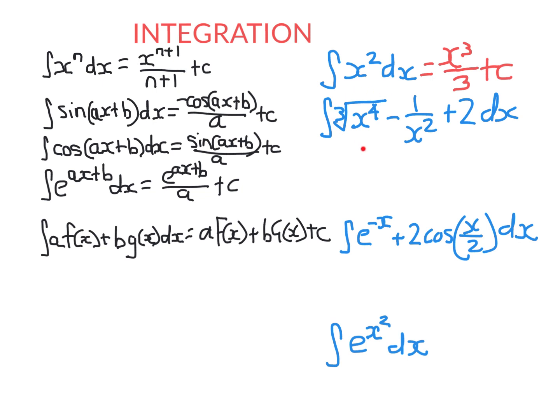All right, let's integrate this function here. Again, we're using the power rule. So it might be easiest for us first to write everything as powers of x. So the cube root of x to the power of 4 is x to the power of 4 over 3, minus 1 on x squared is x to the power of negative 2, and then we've got plus 2. Again, the dx tells us we're integrating with respect to x.